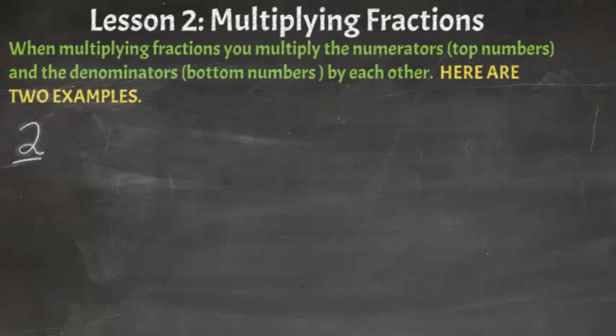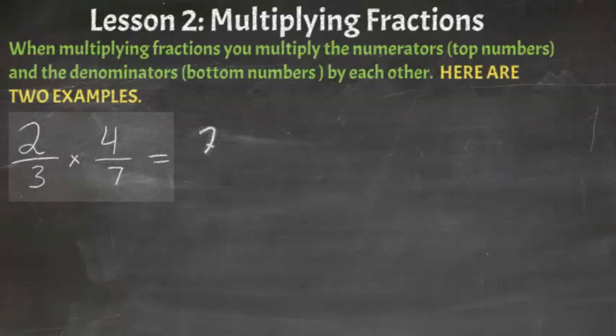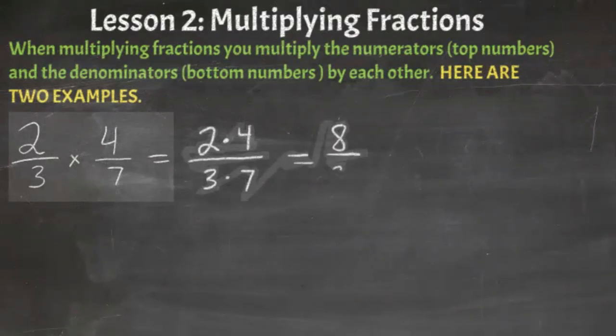2 over 3 times 4 over 7. That equals 2 times 4 over 3 times 7. And that's equal to 8 over 21.